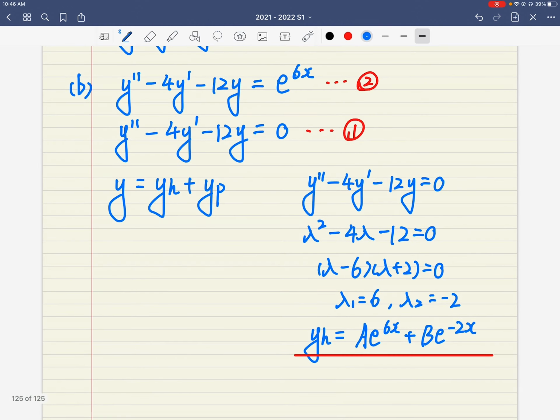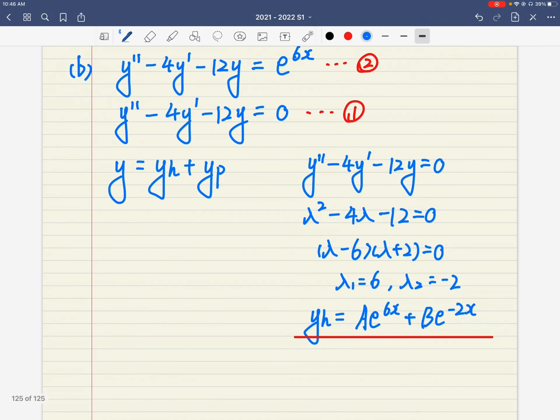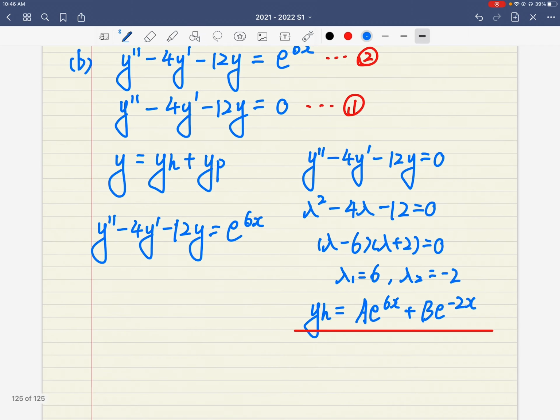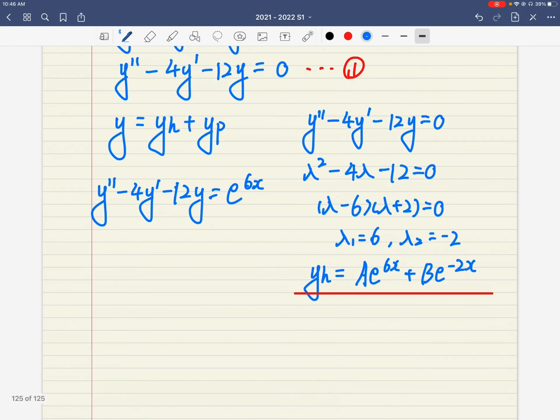That's the YH. So to get YP, let's just write down this non-homogeneous equation. Again, we can use the undetermined parameter method. So we can assume the particular solution looks like, because now the right-hand side is e to the power of 6x, the particular solution will be just e to the power of 6x times a constant.